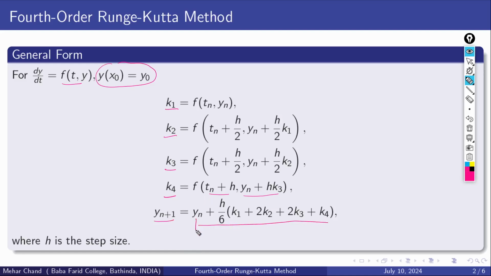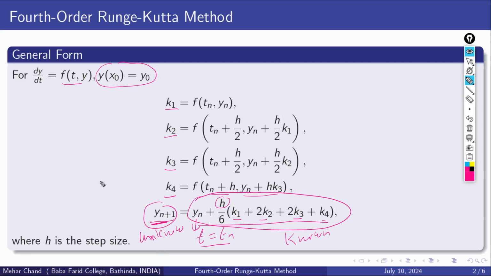yn is a known value when we have t is equal to tn, and corresponding to this initial condition we have all the values of k1, k2, k3, k4, and h is the step size. On the right hand side these values are known, and on the left hand side this is unknown, which can be easily computed from the known values. And this y(n+1) is the value at time t(n+1). So by using this approach we can easily find the value at a future time when the current values are given.